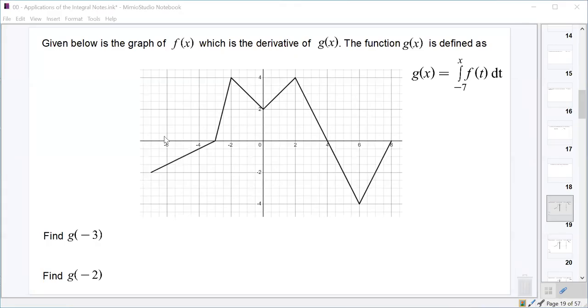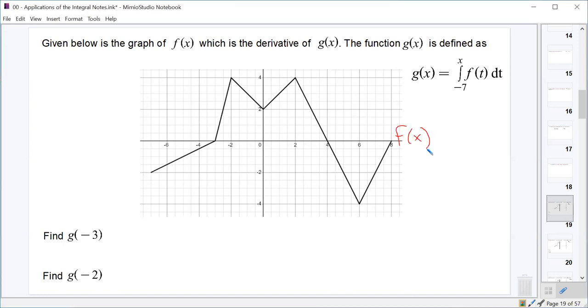Today, we're going to look at some piecewise defined functions and talk a little bit about some FRQ type questions that we'll see on the AP test. So it's fairly common on the AP test for them to give you the graph of some function, which in this case we've called f of x.